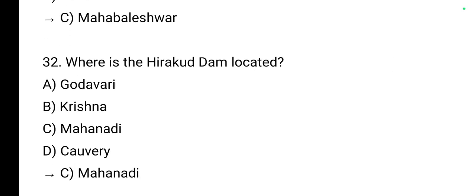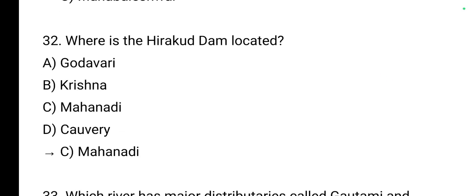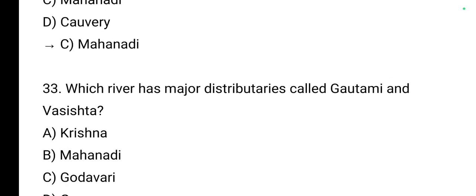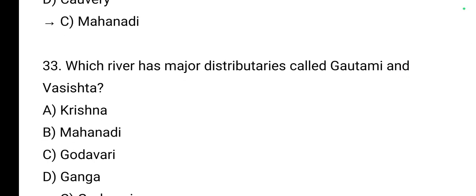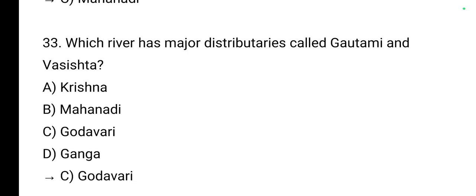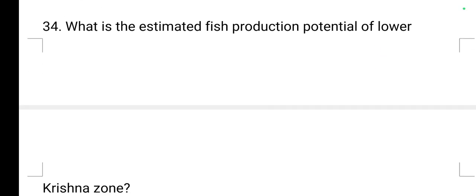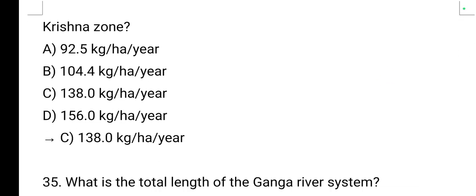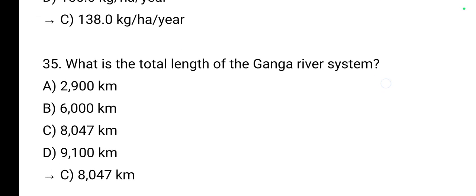Where is the Hirakud dam located? So it's located on the Mahanadi river. Which river has major distributary called Gautami and Vasishtha? So the answer is Godavari. What is the estimated fish production potential of lower Krishna zone? So that is 138 kg per hectare per year.